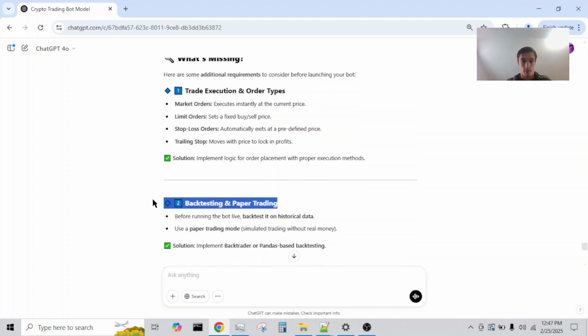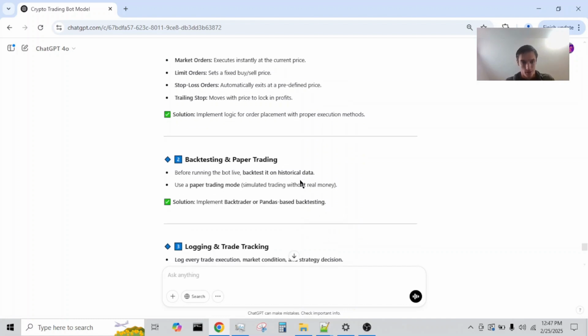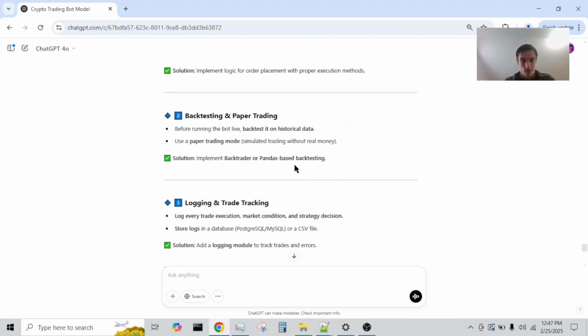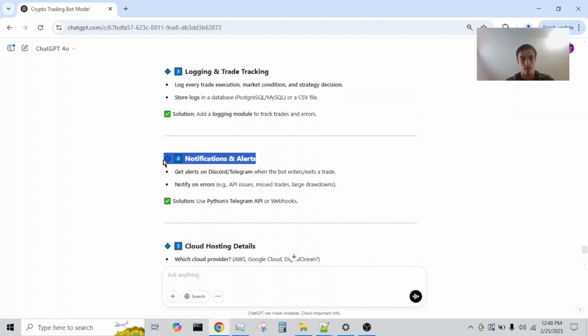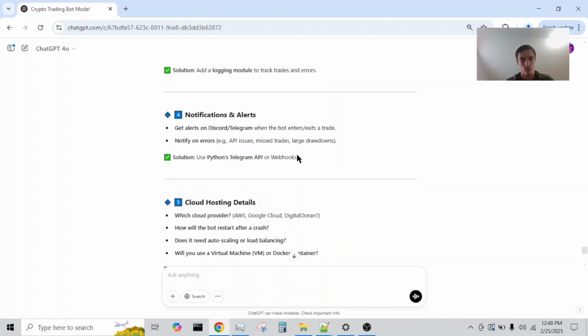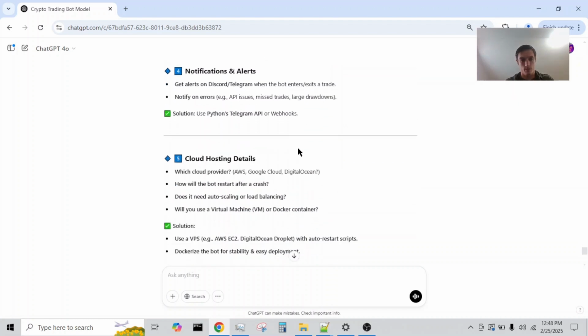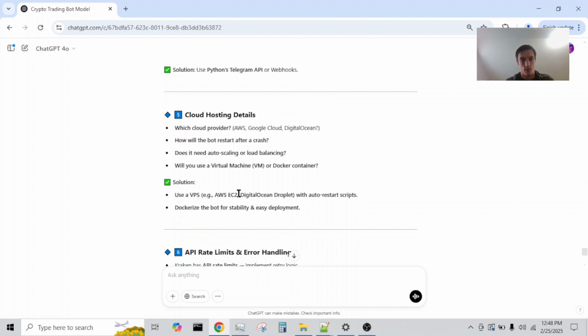Back testing and paper trading, that's a big thing we miss. Back testing, where and what are we going to back test on? Logging and trading, definitely going to want to log somewhere. Notification alerts. There's that EC2 instance I was talking about.